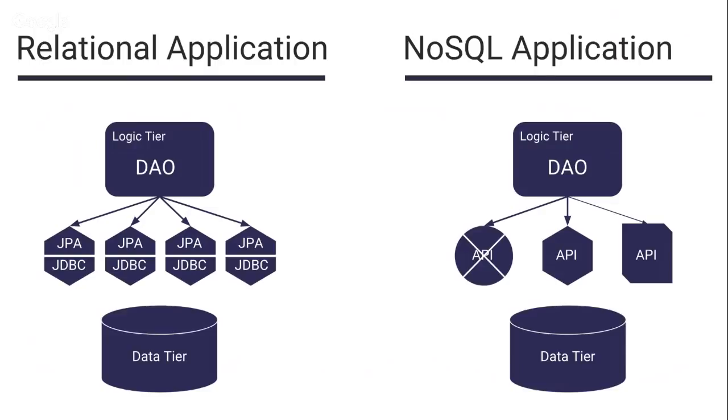On the other hand, I have the NoSQL application. The difference here is that I don't have a standard yet. So I have one API for each different kind of NoSQL database. That means if I'd like to change, I need to learn a new API. I need to change my whole application API.